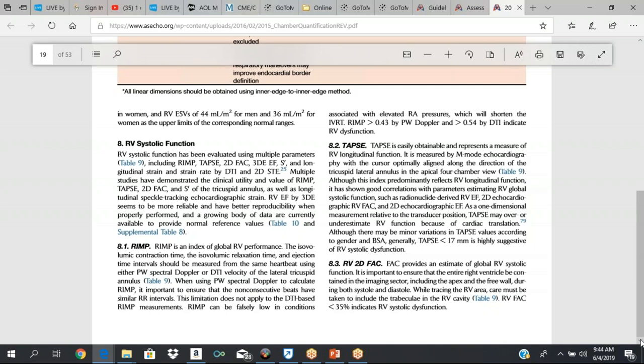So RIMP. Remember, we went over how you do RIMP. There are two methods of doing RIMP. You can use your regular Doppler, or you can use your tissue Doppler imaging to do RIMP. RIMP is an index of global RV performance. It's not talking about systolic or diastolic, global RV performance. The isovolumetric contraction time, isovolumetric relaxation time and ejection time intervals should be measured from the same heartbeat using either pulse wave Doppler, or Doppler tissue imaging velocity at the lateral tricuspid annulus. When using pulse wave spectral Doppler to calculate RIMP, it is important to ensure that the non-consecutive beats have similar RR interval. So you want to use RR intervals that are similar, okay?